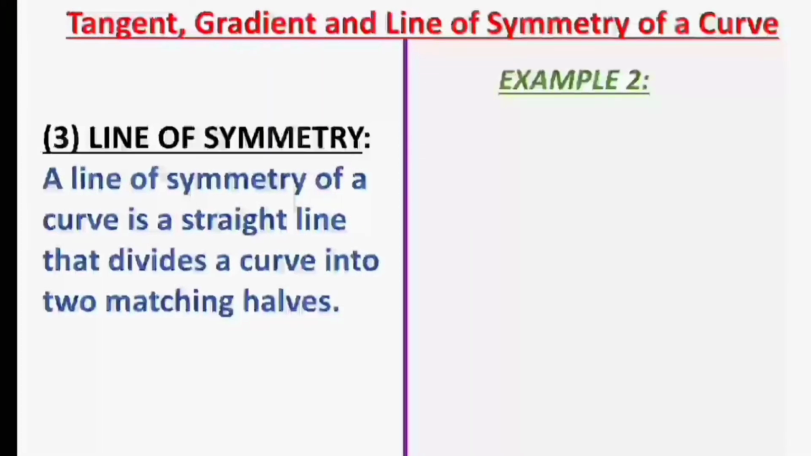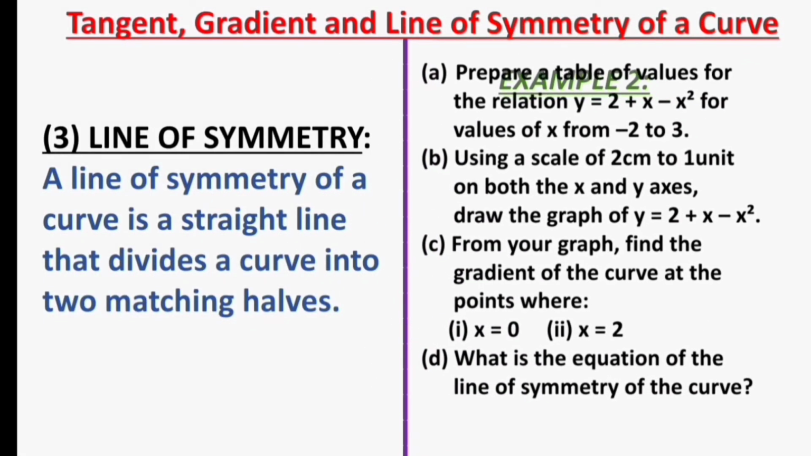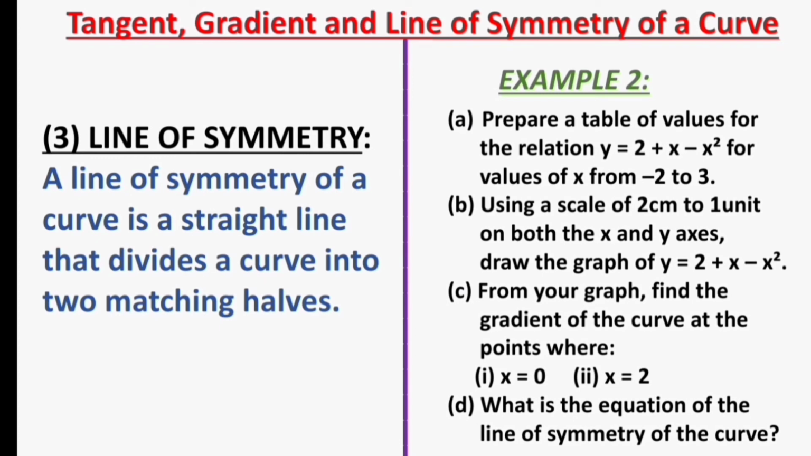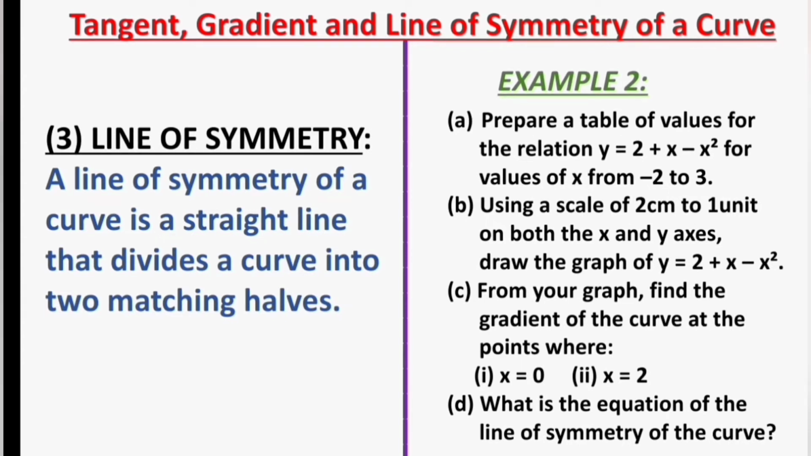Let's look at our last example, example 2. Question A. Prepare a table of values for the relation y is equal to 2 plus x minus x squared for values of x from -2 to 3. Question B. Using a scale of 2 cm to 1 unit on both the x and y axis, draw the graph of y is equal to 2 plus x minus x squared.